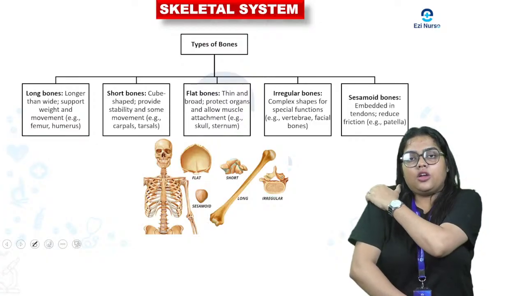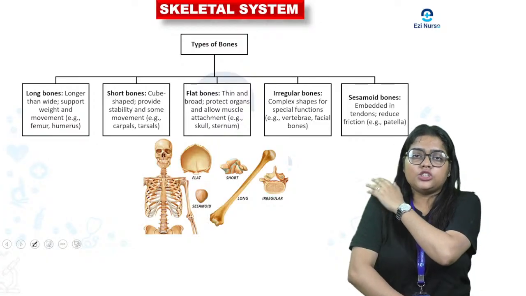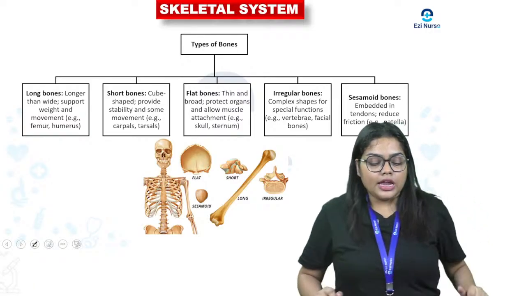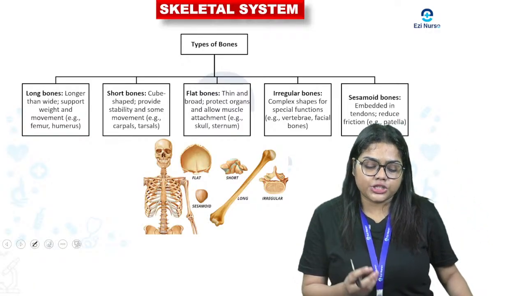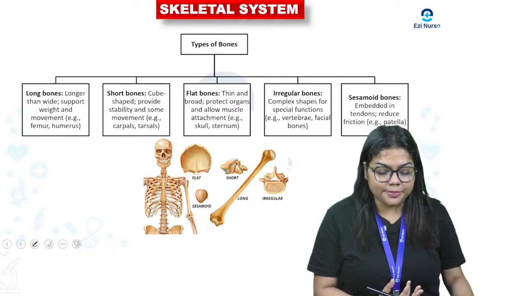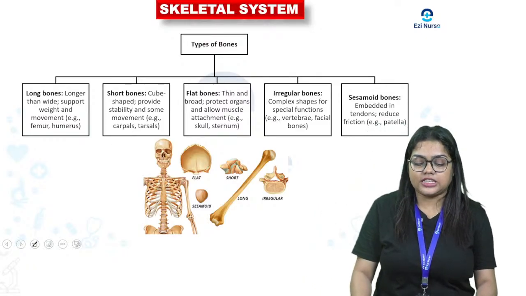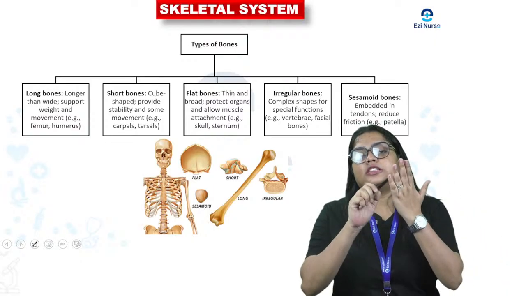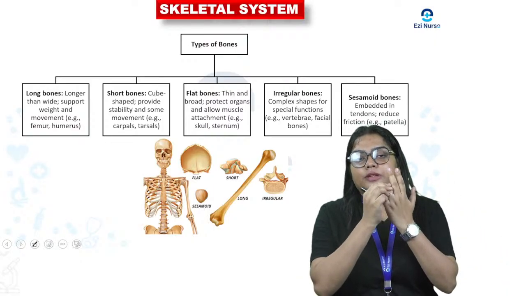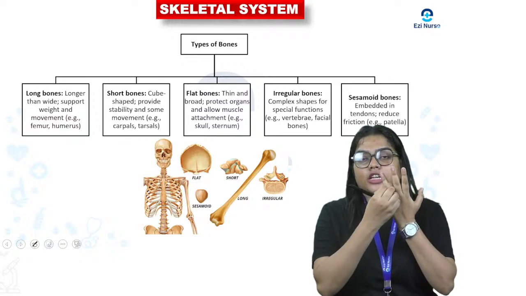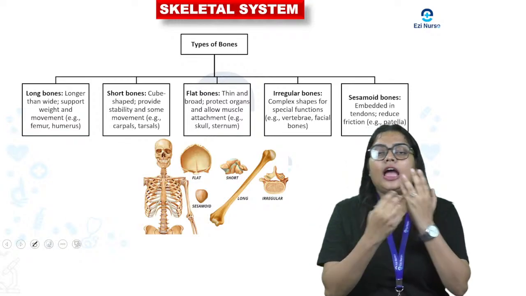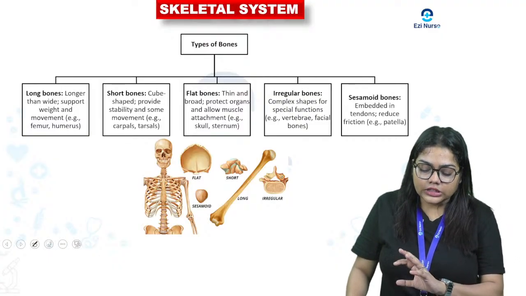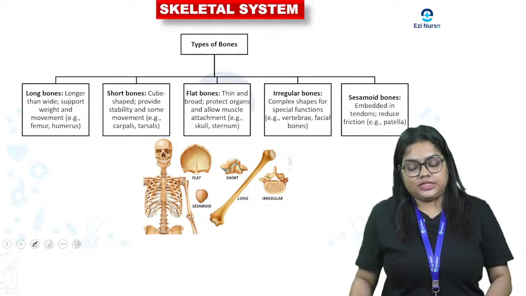The humerus runs from the shoulder joint to the elbow joint, in the upper arm. Next are short bones, which are cube shaped. They provide stability and some movement, such as the carpals and tarsals. Carpals are present in the hand, as square-shaped bones, and tarsals are in the feet, near the toes. So the examples of short bones are carpals and tarsals.